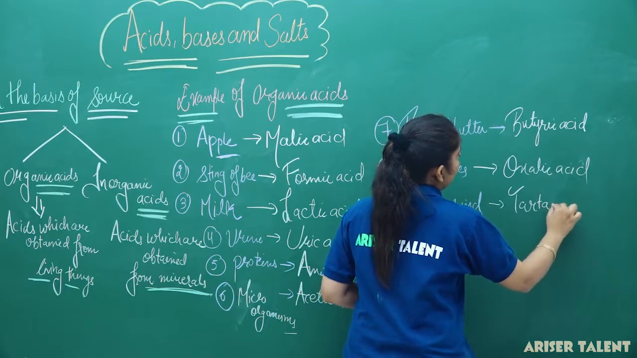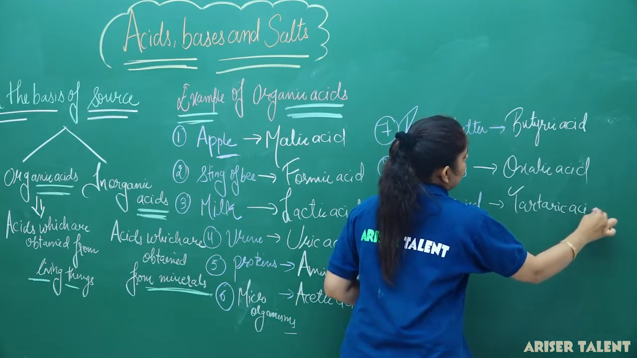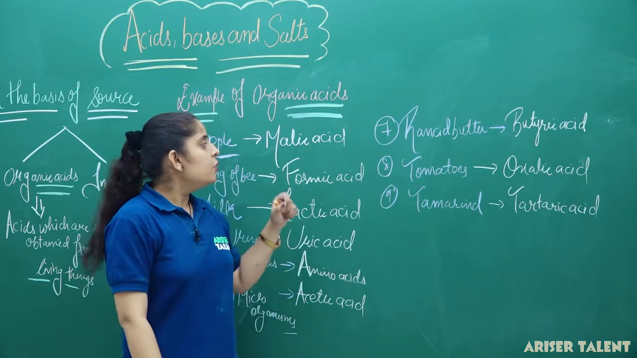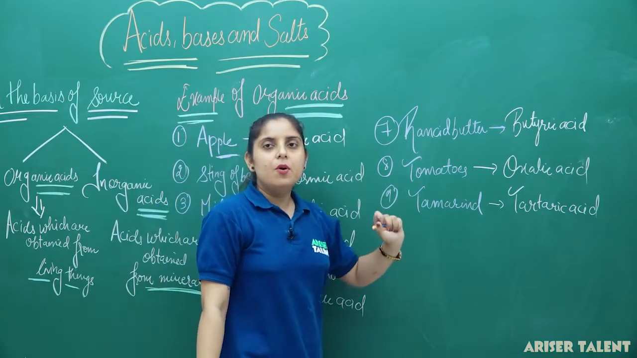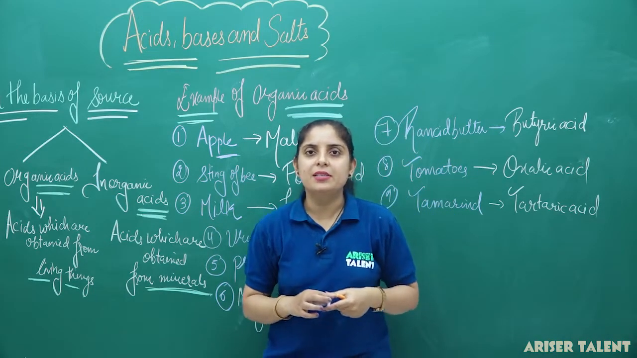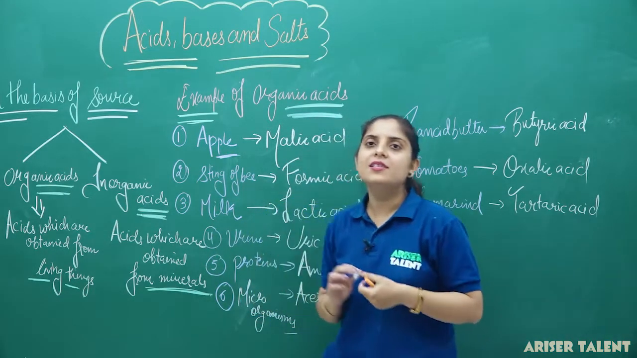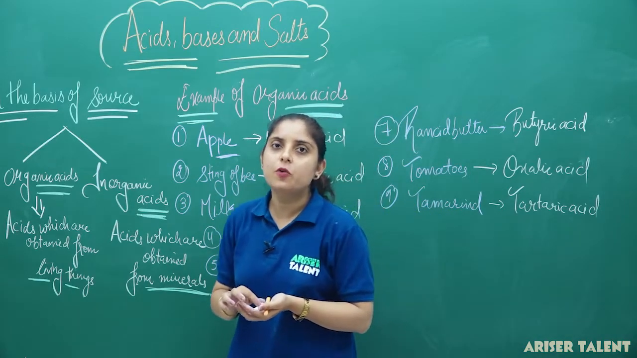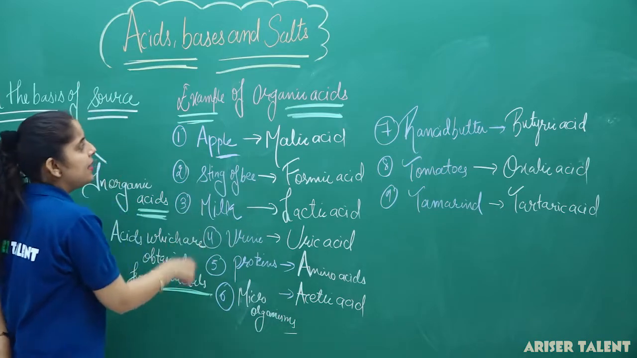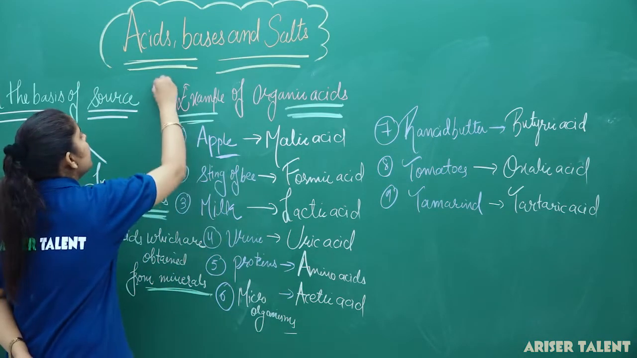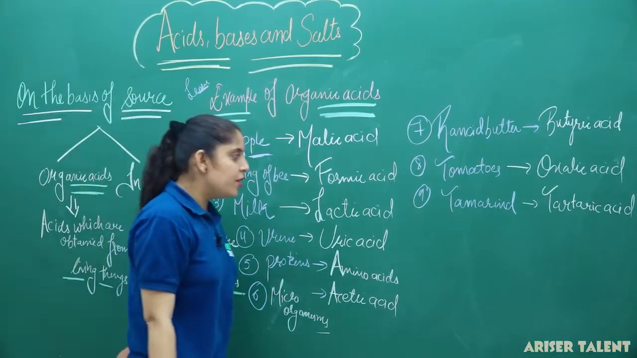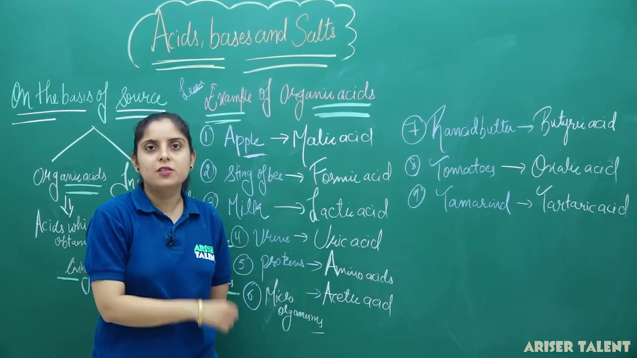Tamarind consists of tartaric acid. Clear? So there is a list of some of the natural sources and their acids. You have to learn this list because a 1 mark question is going to arise from such a part. So these 9 parts that I have written here about the organic acids, you have to learn them, because in the exam generally a 1 mark question is going to arise from such a part.